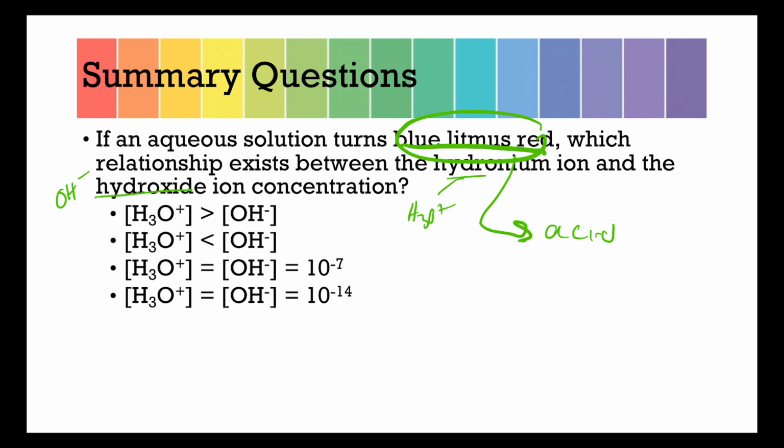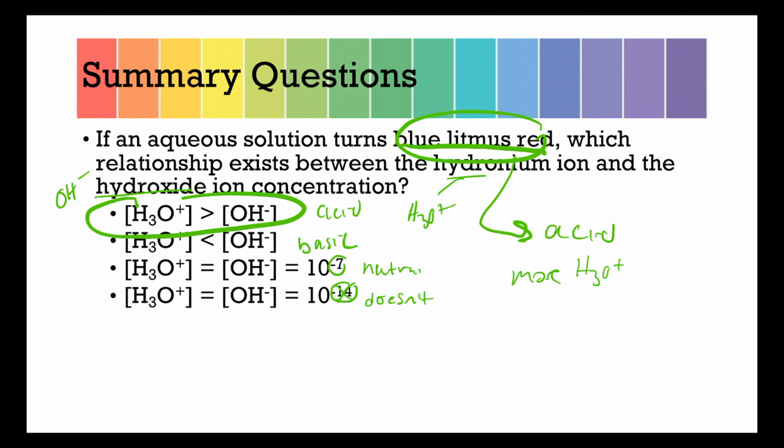If you're an acid, that means you have more H3O+. And that is what this first answer is saying. So A represents an acidic solution. B says you have more OH, and that's basic. C says you have equal amounts, and that is neutral. And again, that exponent is your pH, so a pH of 7 is neutral. D, this exponent of 14 doesn't make sense. That doesn't even exist, so that's a hard no.